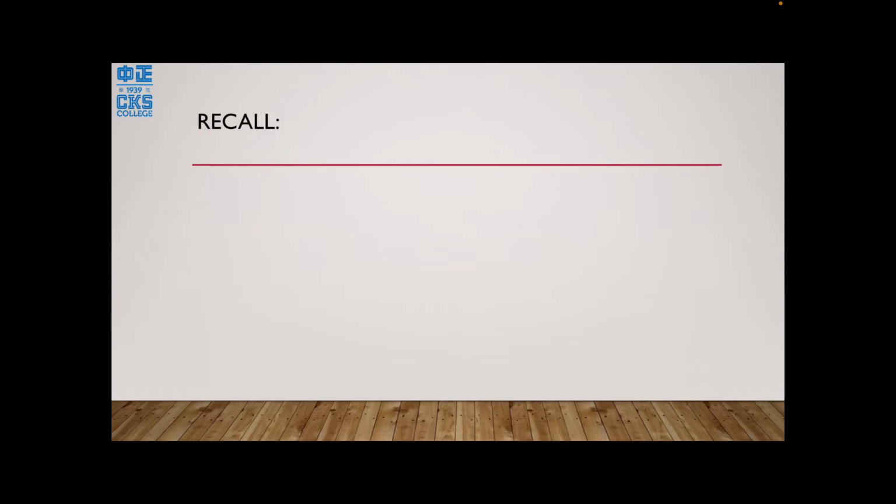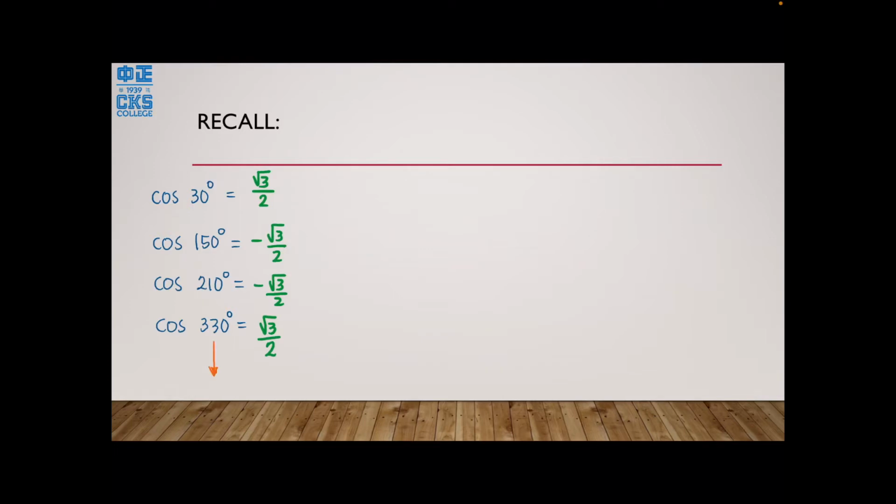Okay, so before we go in solving trigo equations, let us recall the following first. I have here cosine 30, 150, 210, and 330. If you will notice, these are their respective values. Now, how do we get the values? All of the angles given have a reference angle of 30 degrees. They just vary in the sign. 2 of them are positive and 2 of them are negative.